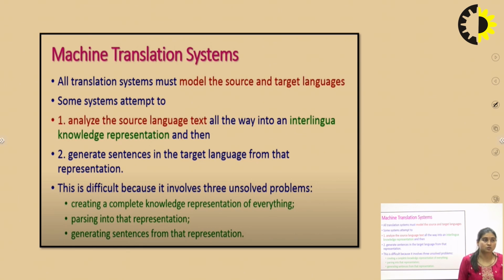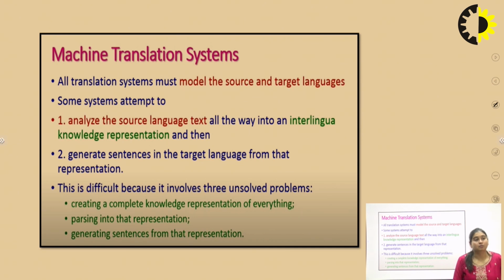So there is a source language, there is a target language. For example, if someone wants to convert a sentence in English to a sentence in French, the English sentence is the source language, or we can say the source text, and we want to convert it into the target language, that is, the French language. So these are the two steps in this.